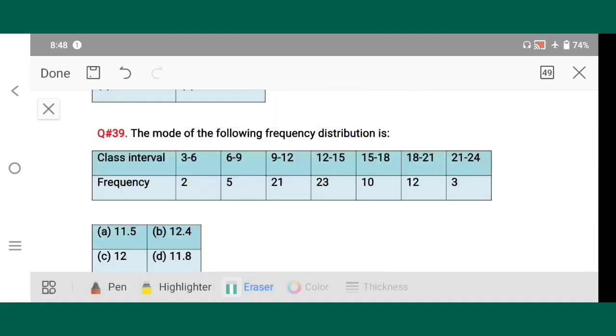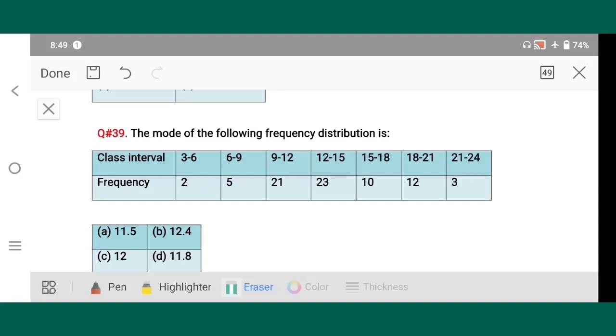Question number 39. The mode of the following frequency distribution is. We are given a table, the first row for class intervals and the second row for frequency. So the options are 11.5, 12.4, 12 and 11.8.